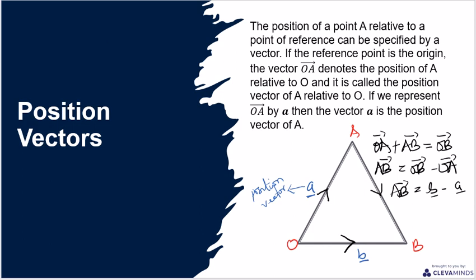So also, if we have PQ, for example, the position vector of vector PQ will be Q minus P. That's position vector Q minus P in that sense, relative to O, because PQ will give us OQ minus OP, and that gives us this position vector.